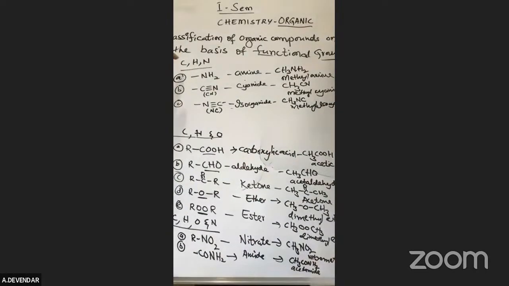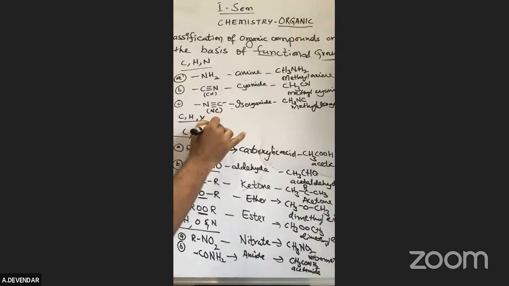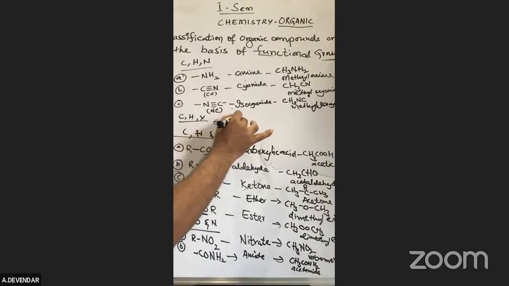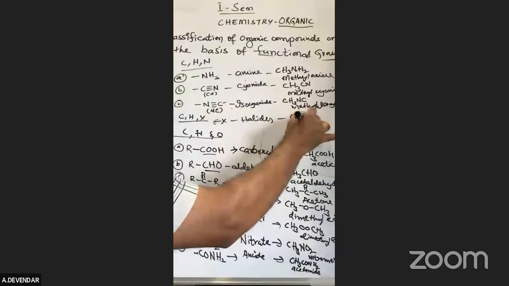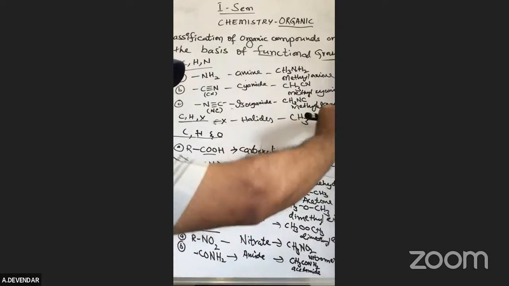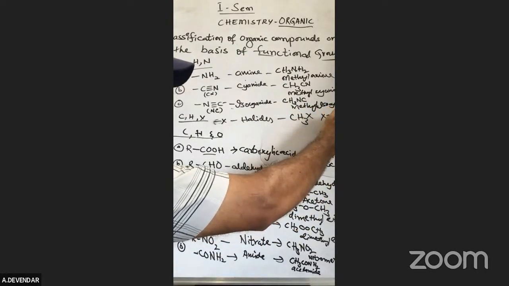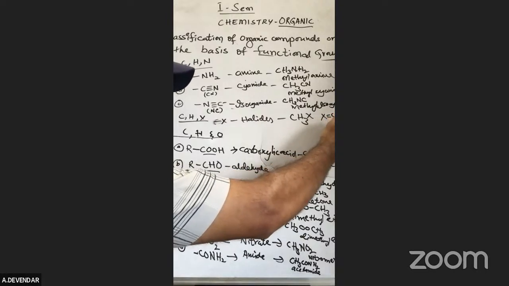These are the bases of carbon, hydrogen, nitrogen. That's it, it's enough. This classification covers carbon, hydrogen, oxygen; carbon, hydrogen, oxygen, nitrogen; carbon, hydrogen, nitrogen. Sometimes halogens are also there, carbon, hydrogen, and halogens. So I'm taking X, simple X. This is called halides. So methyl halide; X can be chlorine, bromine, or iodine. Mostly chlorine and bromine you take.